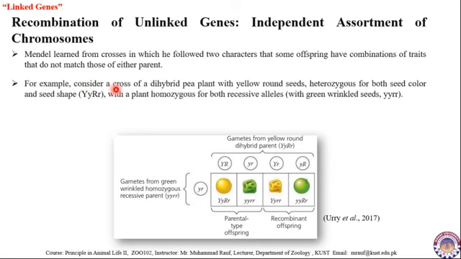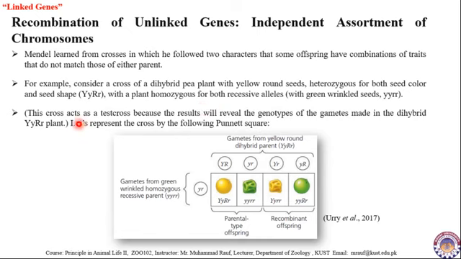For example, consider a cross of a dihybrid pea plant with yellow round seeds, heterozygous for both seed color and seed shape. He performed his experiment with different traits, and in one of the experiments he crossed two plants, one having yellow round seeds which was a dominant character, with another plant which was having wrinkled green seeds which was a recessive trait.